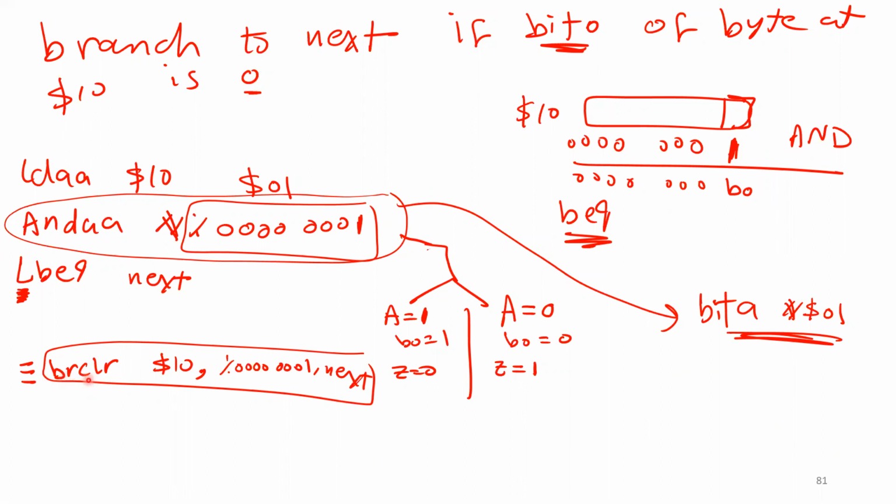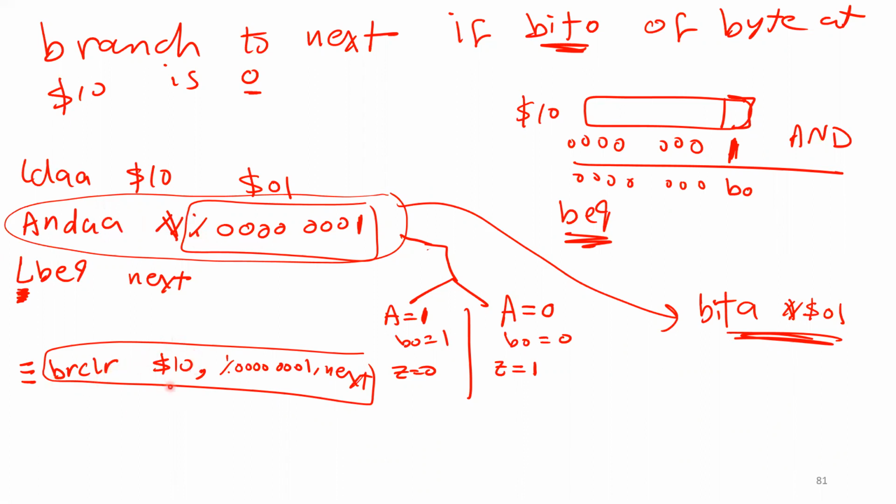I can do something like this: branch if clear, and then here the number 10, a byte in memory. Again, this one also works only on a byte in memory. It cannot work on a register; it has to be memory. Also, this branch is short. But this other one can be long, it can work on a register, and it can work on memory as well. So here, branch if clear.